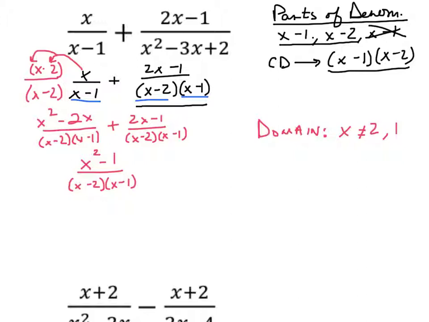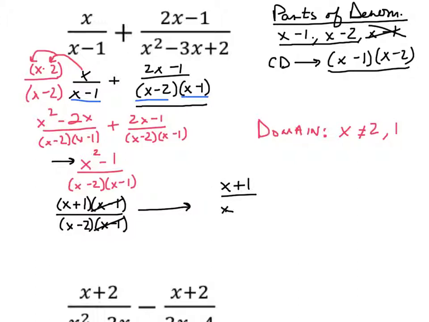So now I've got to look at the numerator and, okay, can I factor this numerator out? We've got a perfect square minus a perfect square. So we've got a difference of 2 squares. So x squared minus 1 will become x plus 1 and x minus 1, all over x minus 2, x minus 1. And you'll notice we have two things that are the same. We're going to cross those out, and then my final answer becomes x plus 1 over x minus 2. So this is your answer. This is your domain. Okay, so that's the first problem.